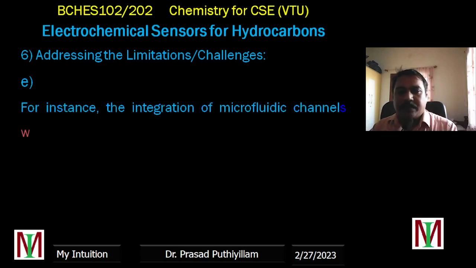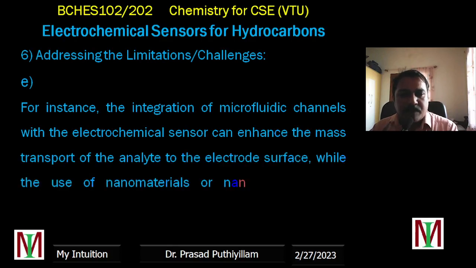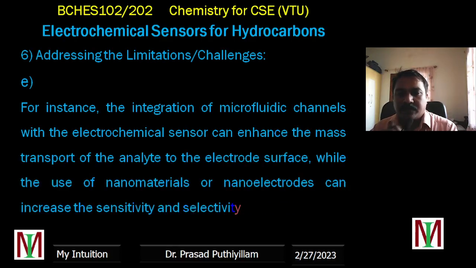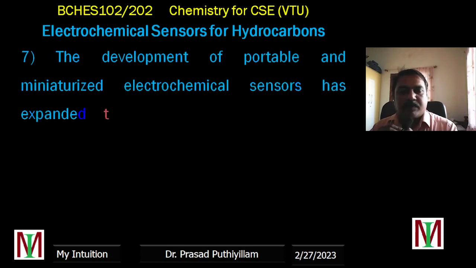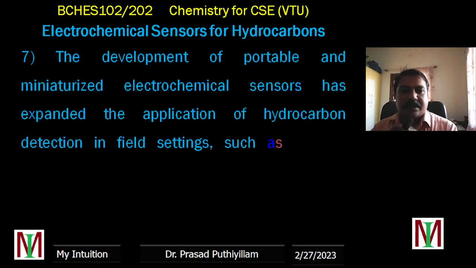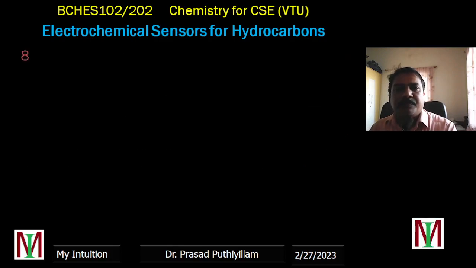For instance, the integration of microfluidic channels into the electrochemical sensor can enhance the mass transport of the analyte to the electrode surface, while the use of nanomaterials or nanoelectrodes can increase the sensitivity and the selectivity of the sensor. The development of portable and miniaturized electrochemical sensors has expanded the application of hydrocarbon detection in field settings, such as oil spill response, air quality monitoring, and leak detection. Okay, no complicated words here.